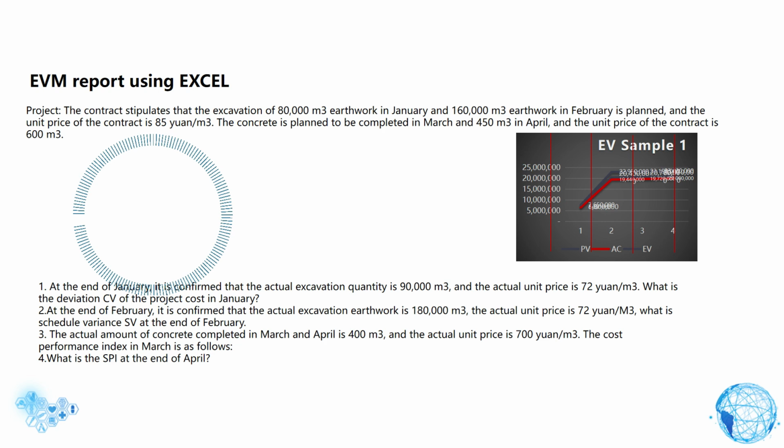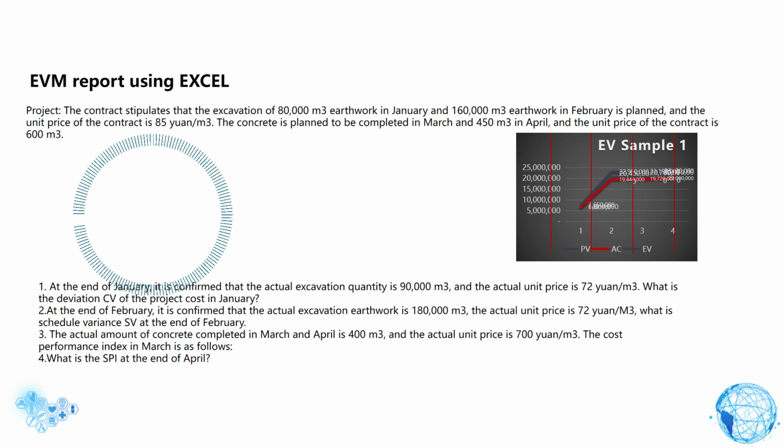1. At the end of January, it is confirmed that the actual excavation quantity is 90,000 cubic meters, and the actual unit price is 72 yuan per cubic meter. What is the deviation CV of the project cost in January?